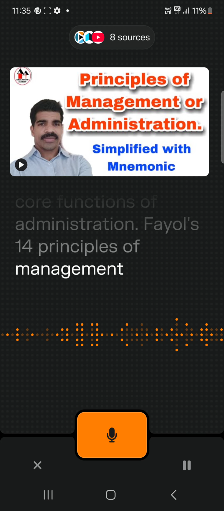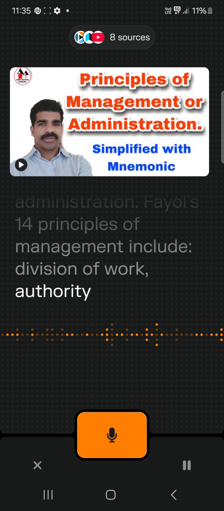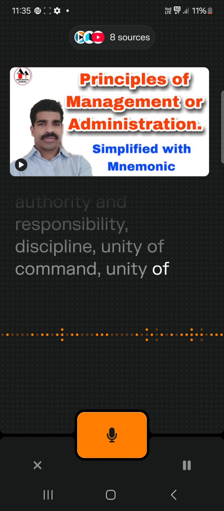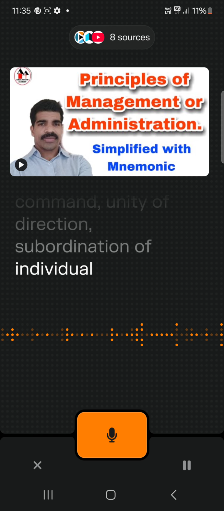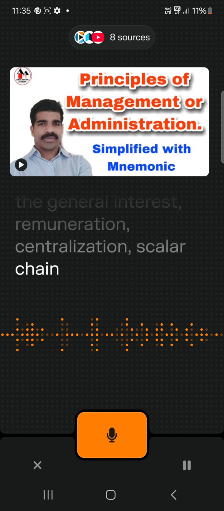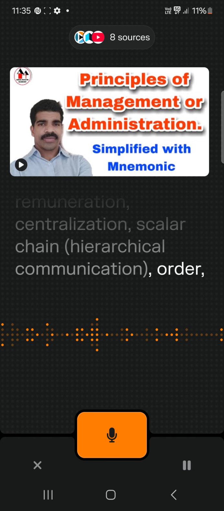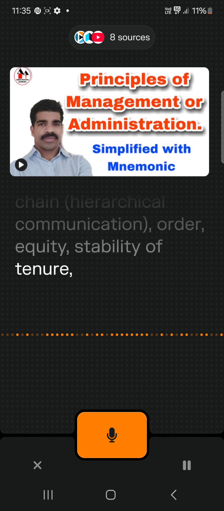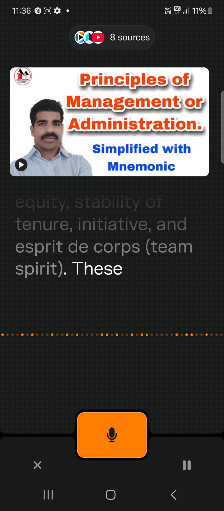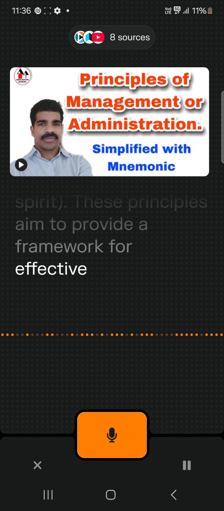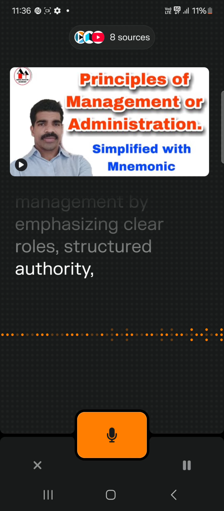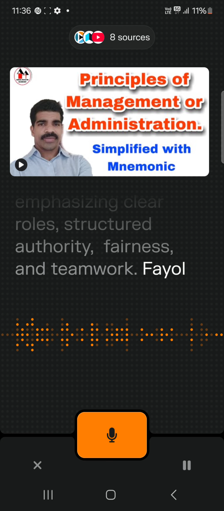Fayol's 14 principles of management include division of work, authority and responsibility, discipline, unity of command, unity of direction, subordination of individual interest to the general interest, remuneration, centralization, scalar chain, hierarchical communication, order, equity, stability of tenure, initiative, and esprit de corps, team spirit. These principles aim to provide a framework for effective organizational management by emphasizing clear roles, structured authority, fairness, and teamwork.